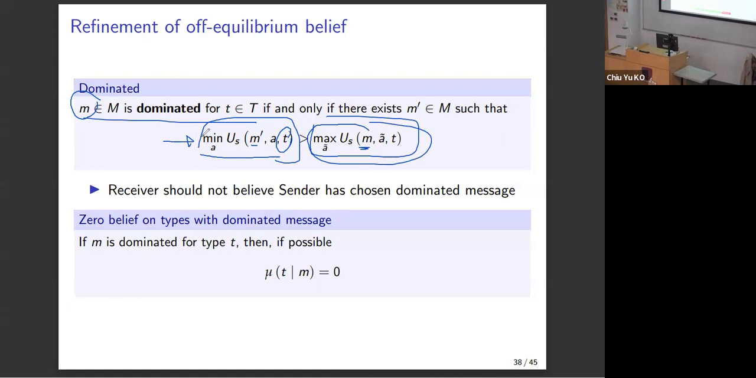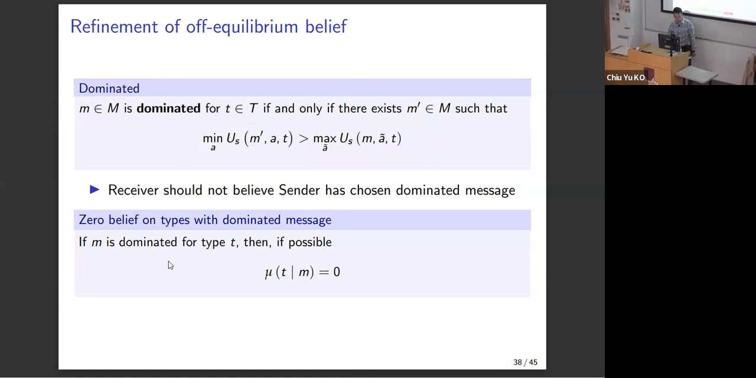So M is dominated means that for some type, if I do this, I envision the best of the world, which is the right-hand side, the max, and it's still worse than the other case. In that case, no one should assign belief to the case that I would do a stupid thing. So let's see with an example how this changes our model. Actually, this will kick out many equilibria already.